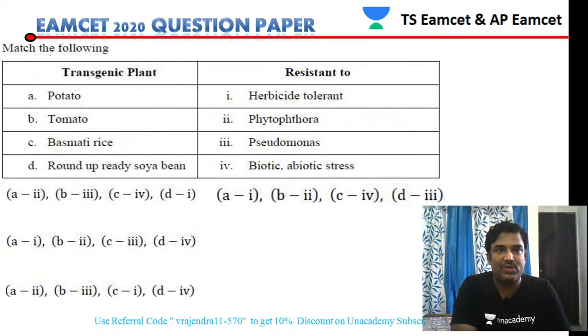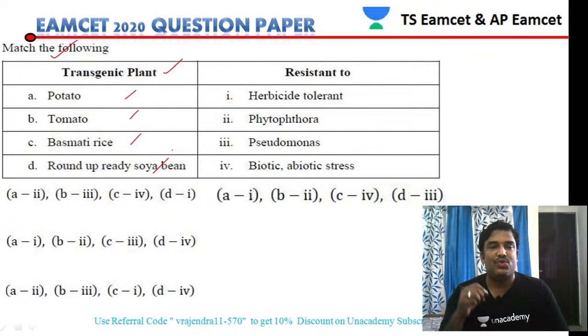So let us see this question. The question is asking to match the following. So, transgenic plants. These are the list of the transgenic plants: potato, tomato, basmati rice, and soya bean. They are resistant to which organism, that is what the question is about.